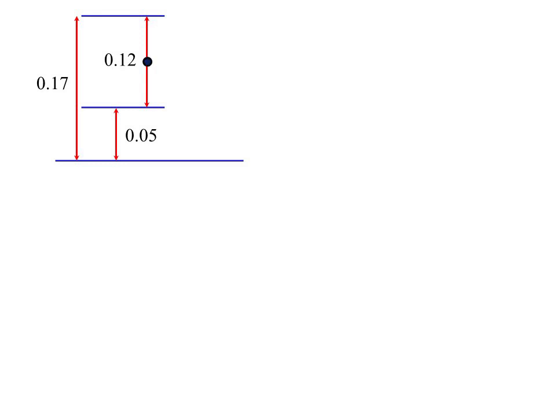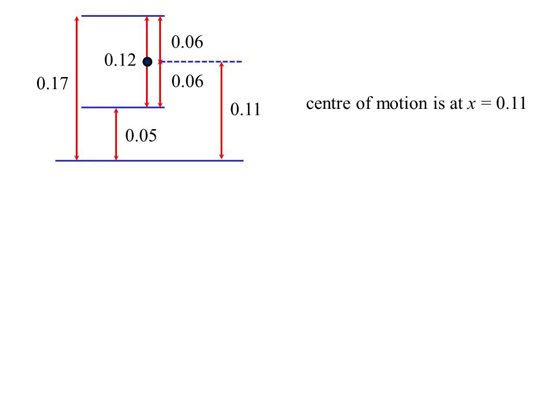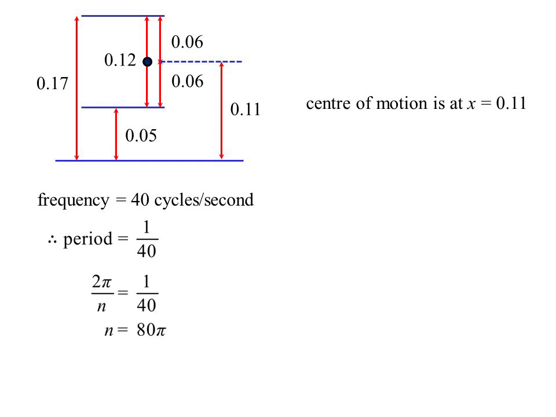Well, that tells me the amplitude of my trig function that I'm looking for is 0.06 for the simple harmonic motion part. And that's 0.11 above the ground there. Well, I'm calling it the ground. But the centre of the motion then is sitting at 0.11. 0.05 plus the amplitude gives me 0.11. Another bit of information they gave me. Frequency was 40 cycles per second, but frequency is the reciprocal of period, so I now know the period is 1 on 40. I can work out n. n is now 80 pi.